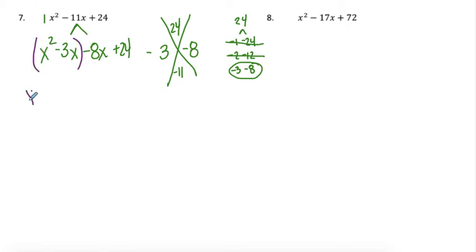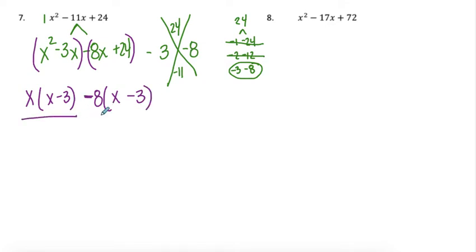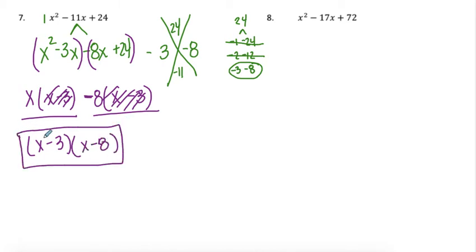X squared and 3x have an x in common. X minus 3 comes out. X times x is x squared. X times negative 3, negative 3x. Minus changes our sign to minus here. 8x and 24 have 8 in common, with x minus 3 left over. Again, it should match my common binomial, so I can take out that x minus 3, leaving me with x minus 8 as my leftover binomial. Again, we can still always multiply back to what we started with.